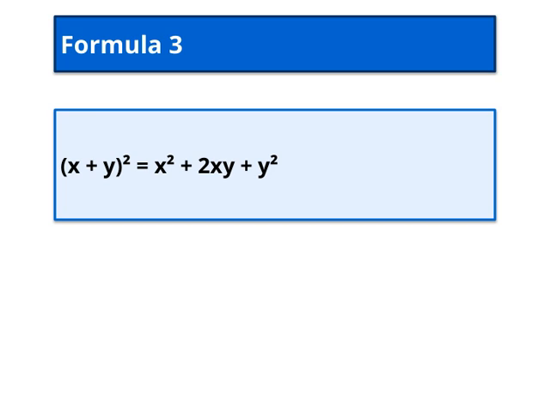The key here is understanding the middle term, 2xy, which represents twice the product of x and y, and why this term arises from the fact that when you expand the binomial, you get two identical cross products, x times y and y times x, which are the same. That's why we combine them into 2xy.